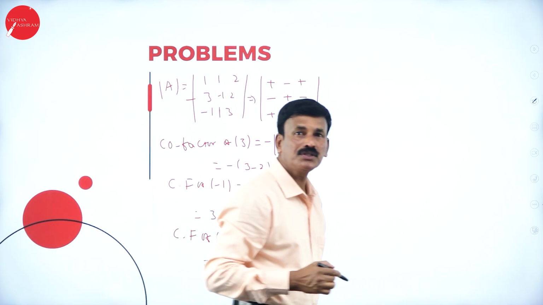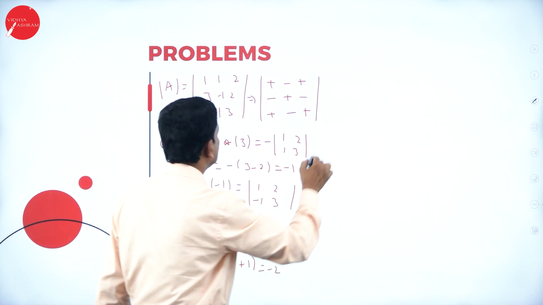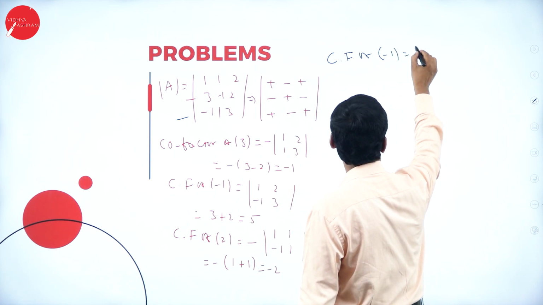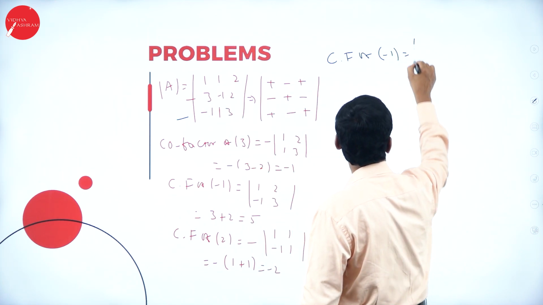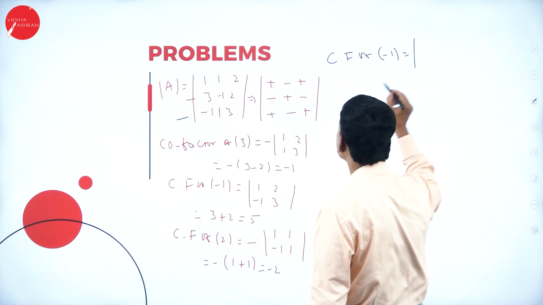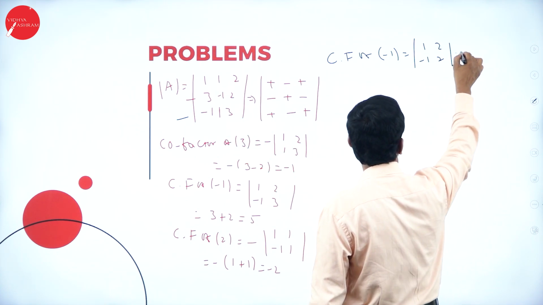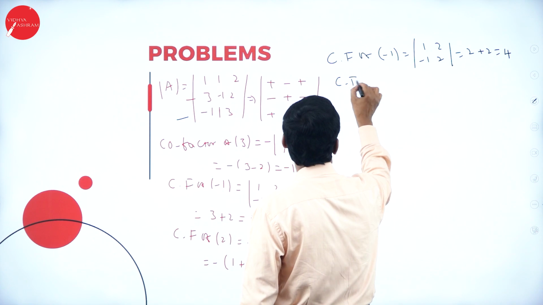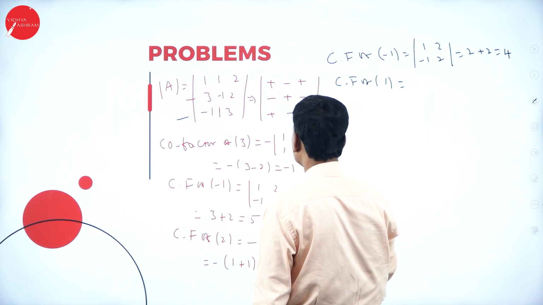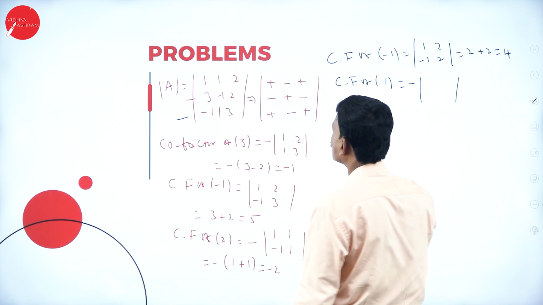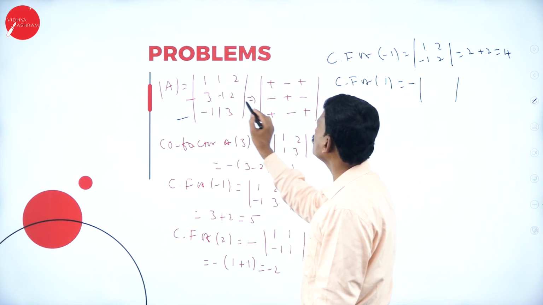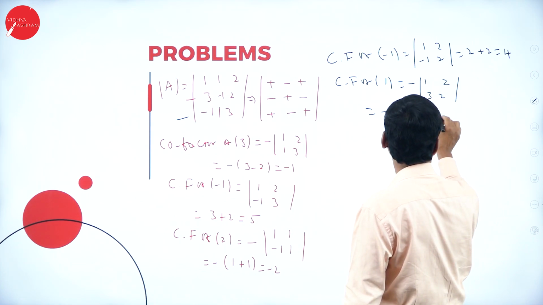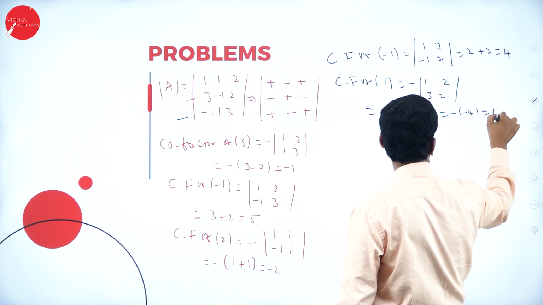Now similarly find out the cofactors for the third row, that is cofactor of minus 1. Cofactor of minus 1 is equal to, this row and column is gone, 1 2 minus 1 and 2. So 2 minus into minus plus, that's equal to 4. Similarly the cofactor of 1 is equal to, the sign for this is minus, negative sign, this row and column is deleted, 1 2 3 2, this is equal to 2 1s are 2 minus 6, minus of minus 4, this is equal to plus 5.